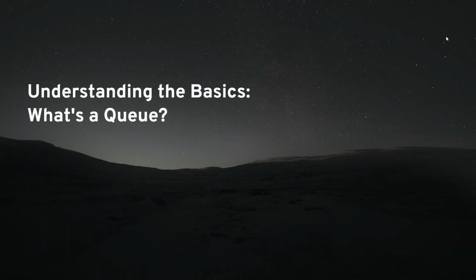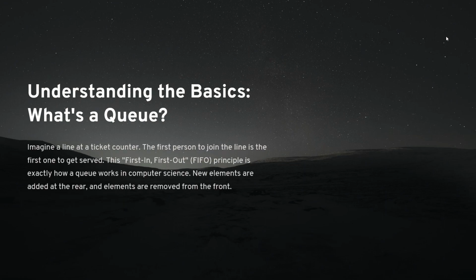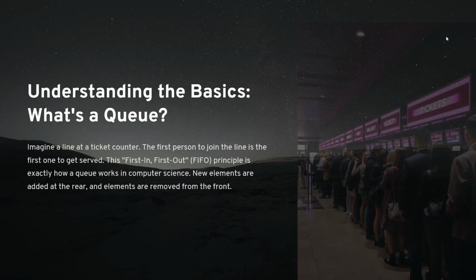Understanding the basics: what is a queue? Imagine a line at a ticket counter. The first person to join the line is the first one to get served. This first in, first out, FIFO principle is exactly how a queue works in computer science or information technology. New elements are added at the rear and elements are removed from the front.